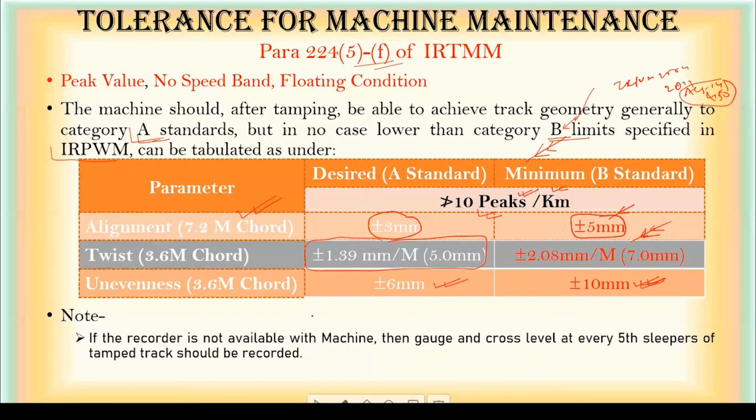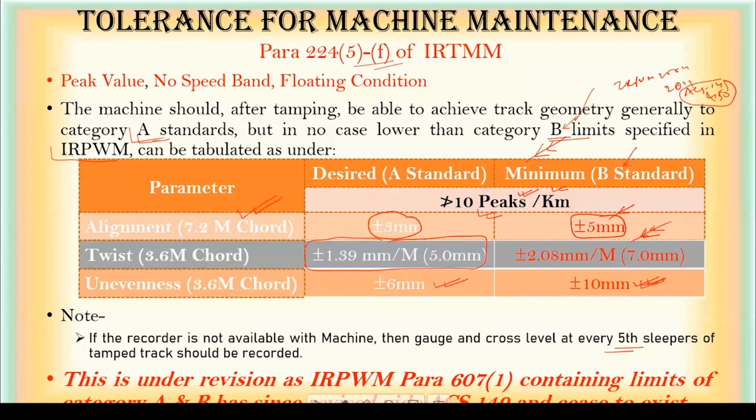And it says that it should be recorded by the recorder available with the machine. If that recorder is not available, then gauge and cross level will be measured by the PWI at every 5th sleeper after tamping. Okay? Maybe in future this comparison with A standard or B standard may change, but right now this is a provision. So I have compared with the old standard.